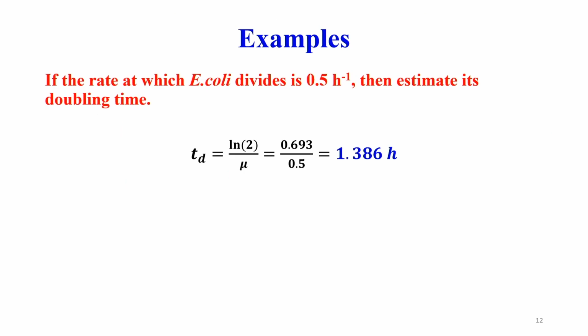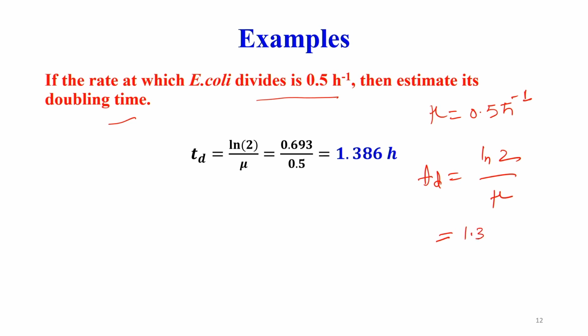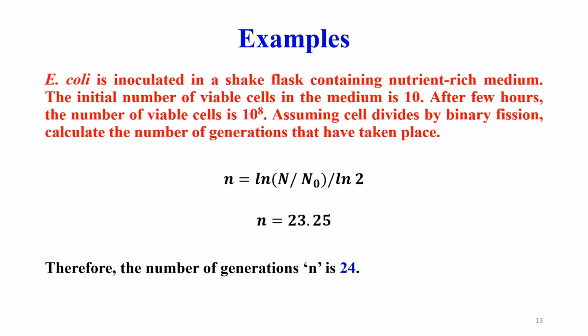So, for example, if the rate at which E. coli divides is 0.5 hour inverse. What is 0.5 hour inverse? It is the specific growth rate. So, mu is given here as 0.5 hour inverse. Then estimate the doubling time. We already know doubling time Td is ln 2 divided by mu. All the values are given here. You put here, it will be 1.386 hour.